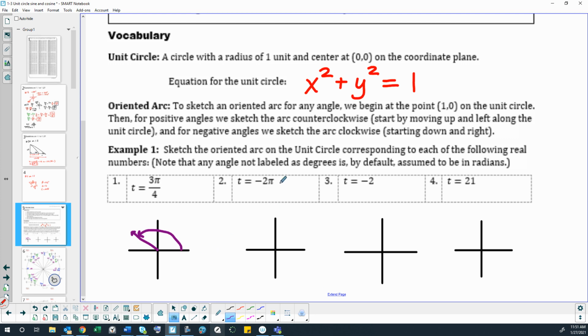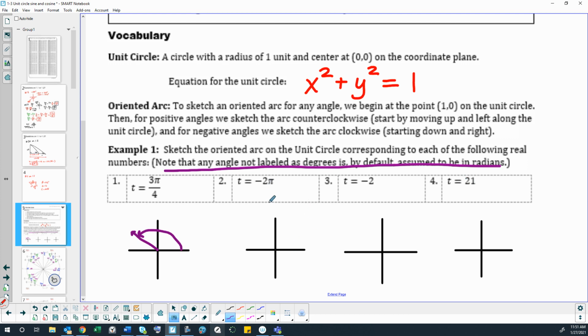You guys go ahead and try these on your own if you want. I would pause for 3 and 4 because notice this note: any angle not labeled as degrees is by default assumed to be in radians. So it's going to be easier to take those angles in radians and change them to degrees first so we can figure out where they're going to be on the circle, because they don't have pi's on them. If it had a pi on it, we'd be able to find it easier, but they don't.